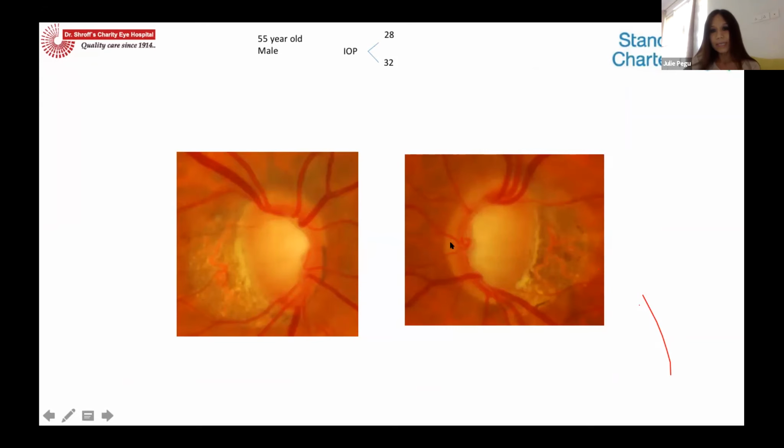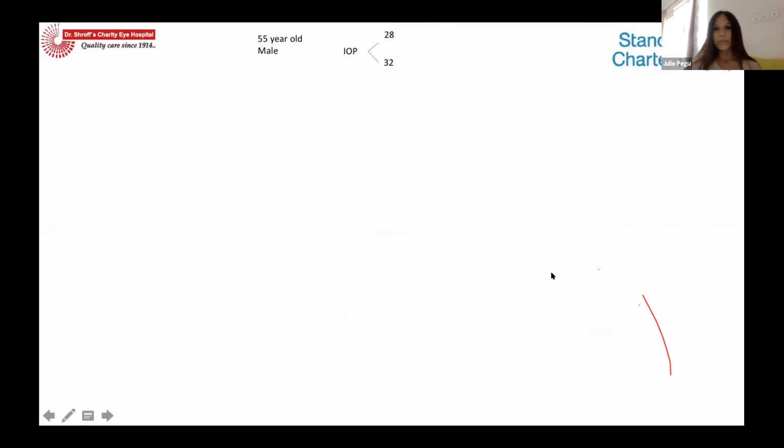So here you can see that if you subtract the scleral ring, the neuroretinal rim is definitely getting thinner here. And in myopes, you usually do not get a deep cup, maybe because this patient had a very high intraocular pressure that the cup was also getting deepened.